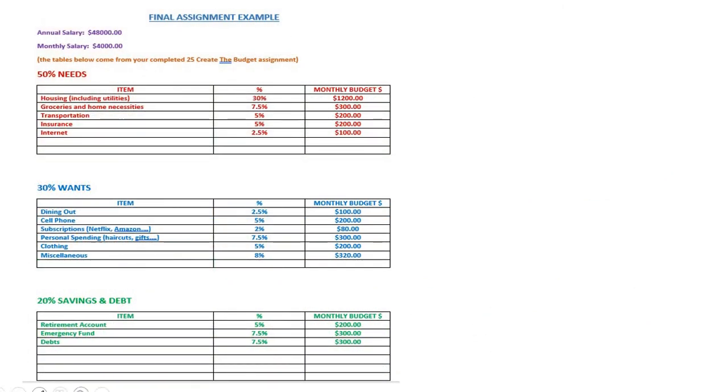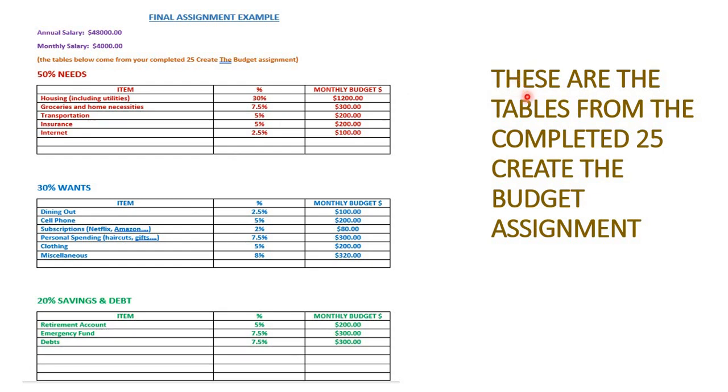Again, first off, here are those tables. You're going to put those into the document. And again, you already did this. These are the tables from the create the budget assignment. You've already got this done. You merely need to copy and paste this information. Again, I use an annual salary of $48,000. You had a different number. But you already have finished this. Put this on your document.